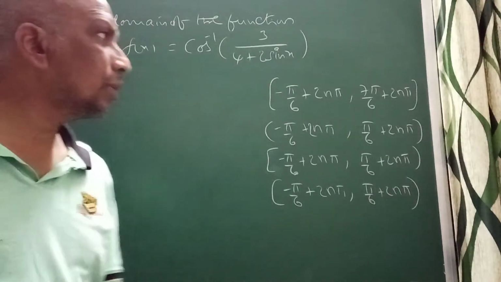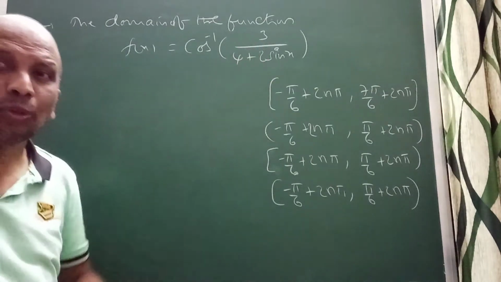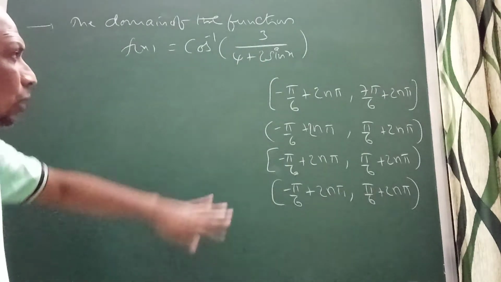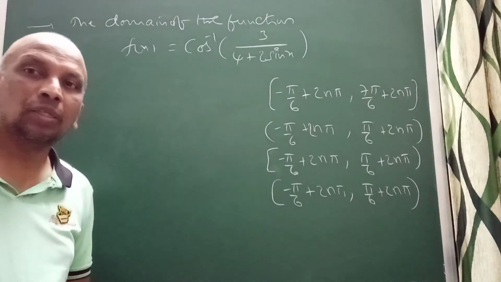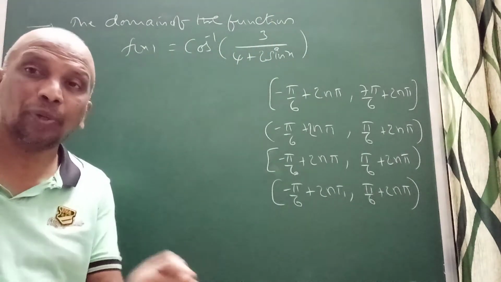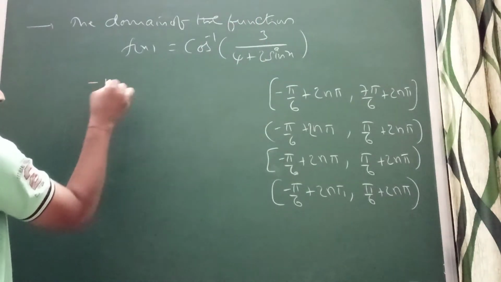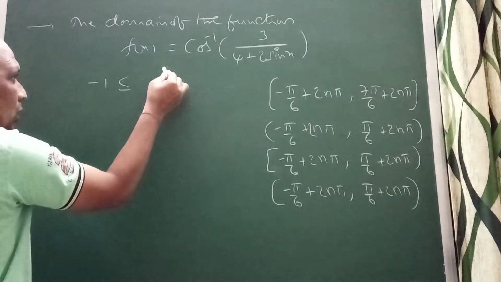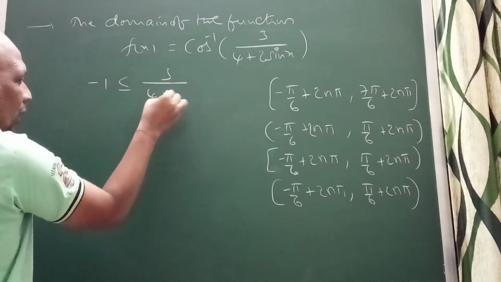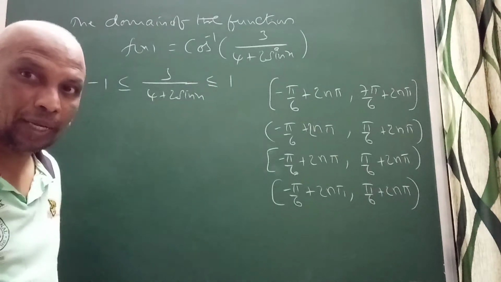So in this problem they are asking the domain of this function cos inverse of 3 by (4 plus 2 sin x). But we know the domain of cos inverse x: x lies between minus 1 and 1, that is the closed interval minus 1 comma 1. So this function we can define when this value lies between minus 1 and 1, right?